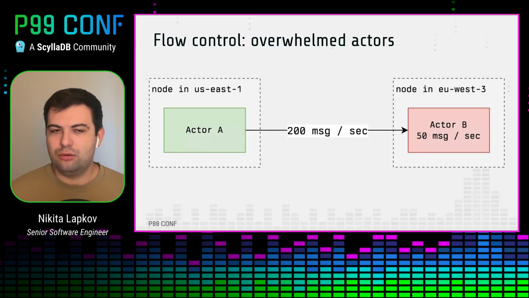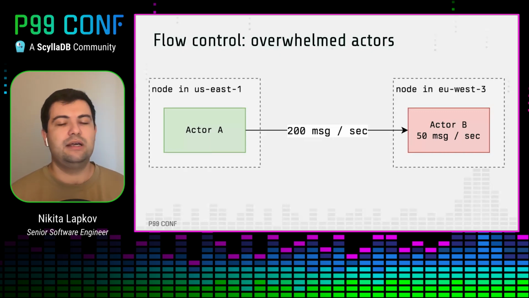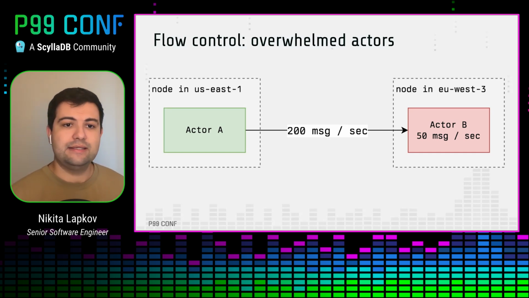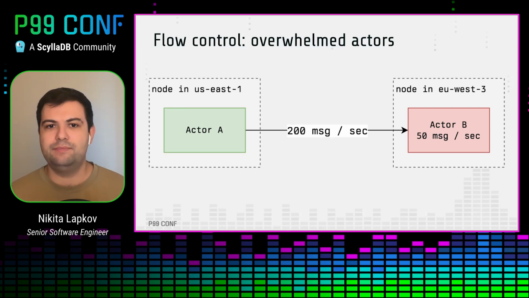So it seems like all is well. We have encoded our messages, we have compressed them, and we have sent them over the network. However, if we just run this system as is, there can be some problems, such as overwhelmed actors. Recall that in the very first slide, we said that different parts of the system can work at very different speeds. It is entirely possible for a sending actor on the first node to send too many messages, in this example 200 messages per second, while actor B on the receiving side can only handle 50.